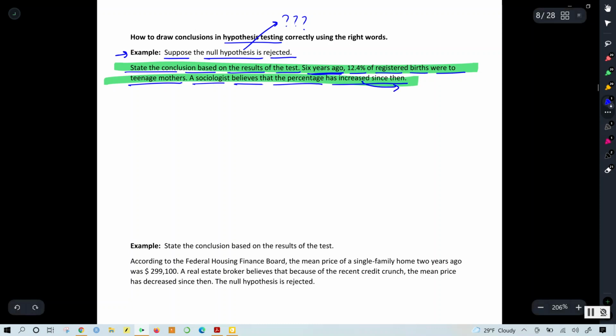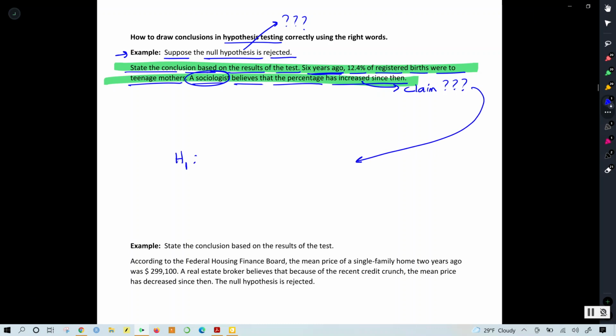Immediately I see this, the first thing I'll think of is this is a claim made by the sociologist. If it is made by the sociologist, this claim needs to be tested based on sample data collected as to whether it is true or false. So this claim that needs to be tested definitely goes to the alternative hypothesis, since it is always the research or test hypothesis. And what does it say?